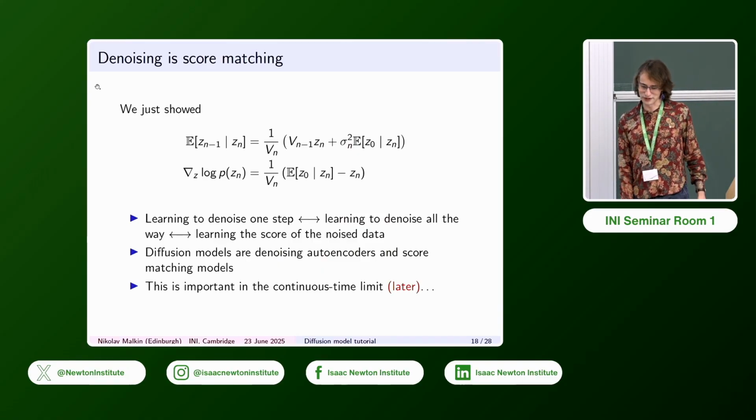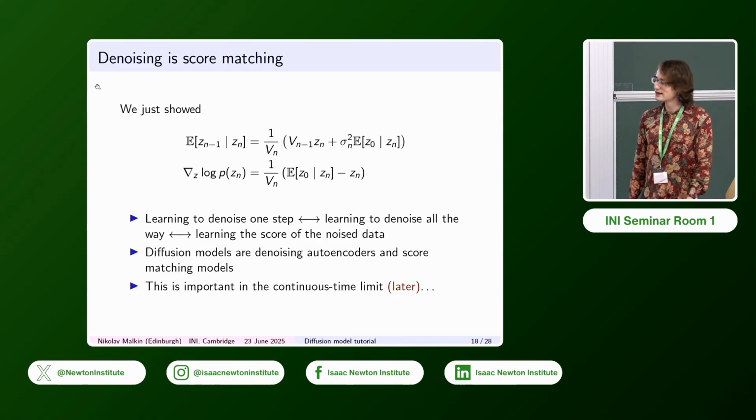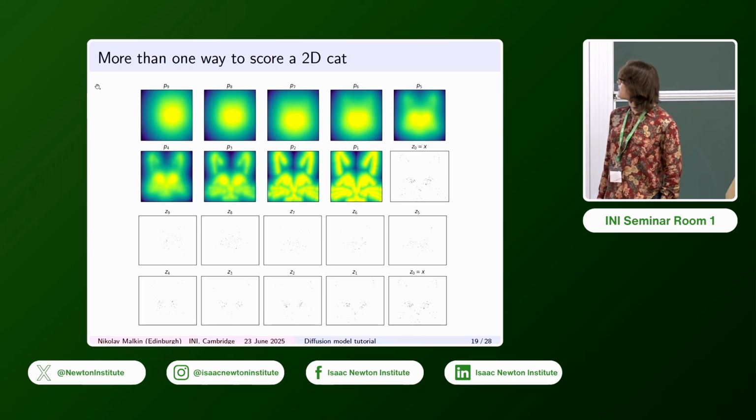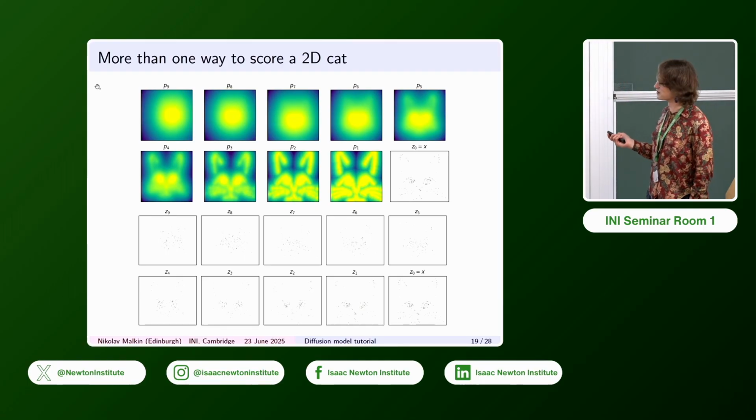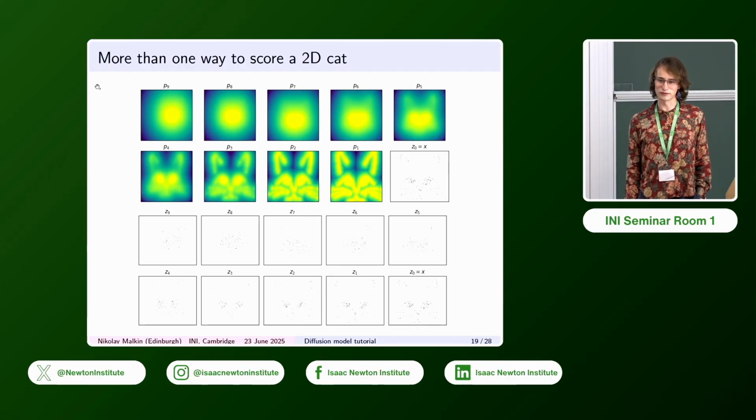This connection becomes important in the continuous time limit, which we'll mention closer to the end. But we're actually doing quite well on time. Okay, let's look again at our cat example. So I've got here the points of the cat. Now this is a data set. It's a sum of delta functions. I obviously can't compute the score function unless I go to generalized functions.